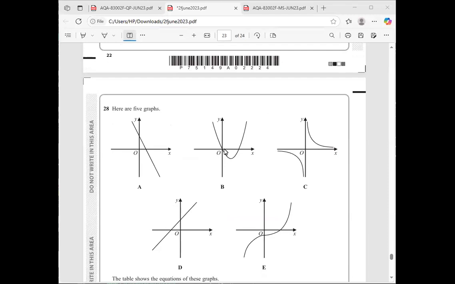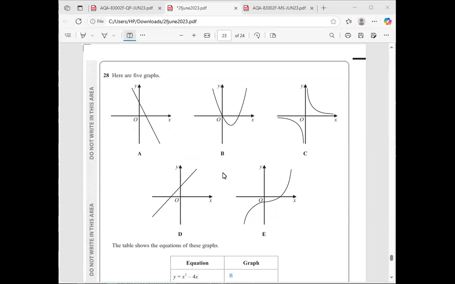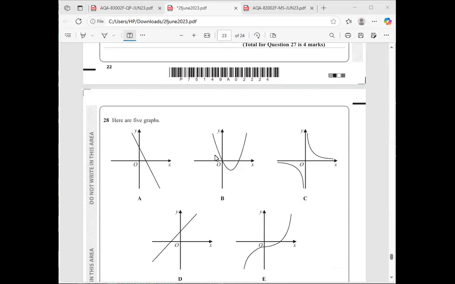The positive y-axis we know is from 0 upwards, and the negative y-axis is from 0 downward. So if we had a quadratic equation in this question with something like minus 2x squared minus 4x, the graph would no longer look like this one in B. It would be facing downwards, opening towards the negative y-axis.